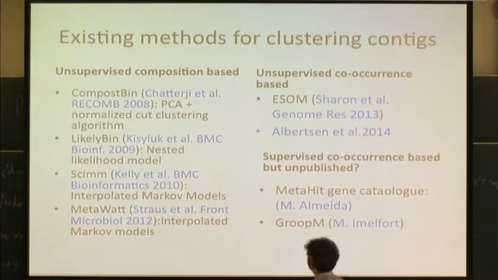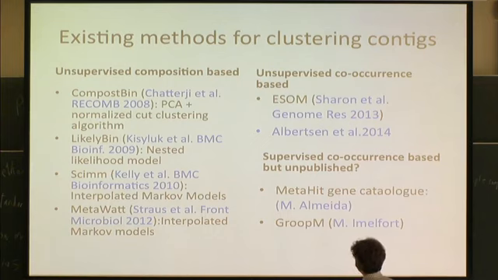So I think one of the first papers to use this was Sharon et al. last year, in a self-organizing map. And then there was another paper I'm going to talk a little bit more about, more recently, earlier this year, by Albertson et al. But both these methods were supervised. So they are using this information, but they don't automatically generate the clusters. It requires human supervision to cut out the clusters themselves.